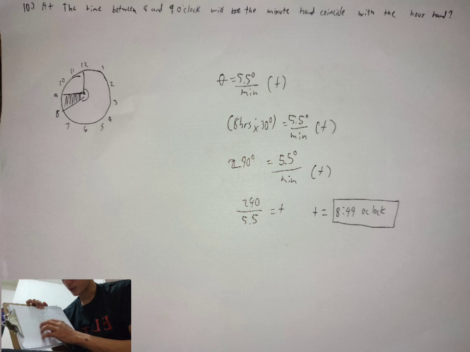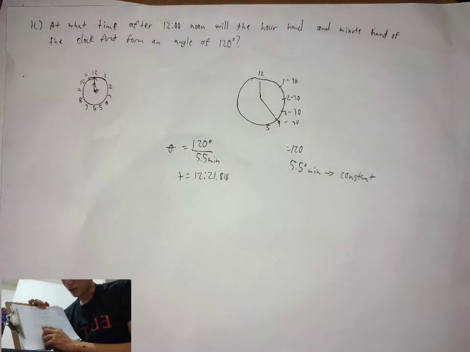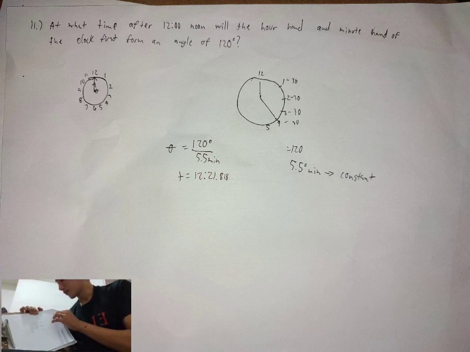So 240 degrees is equal to 5.5 degrees per minute multiplied by time. So move 5.5 degrees to the other side, so it will give you 240 divided by 5.5 is equal to time. So time is equal to 8:44. Then let's move on to problem number 11.